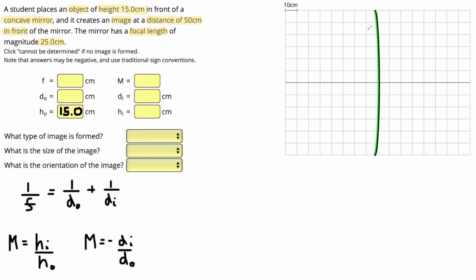It's a concave mirror. That's telling us the focal length is going to be positive. So we can add a positive there as a reminder. It then tells us it creates an image at a distance of 50 centimeters in front of the mirror. So this is telling us about our image distance, DI. It's going to be 50. And because it's in front of the mirror, that's telling us it's on the left-hand side, somewhere over here. That's going to be a positive image distance because it's going to be a real image that we can see. So we can put that in here.